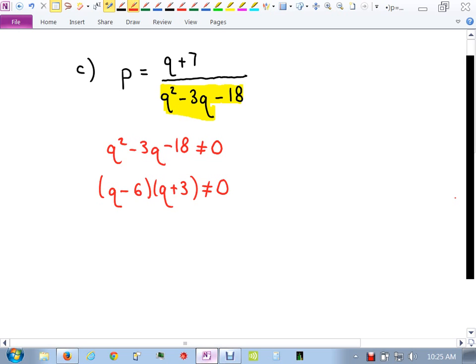I want this to not be 0. Once you factor, don't you set each factor to 0? Or in this case, to not 0? So I'm going to take q minus 6 and say I don't want that to be 0. I take q plus 3 and I say I don't want that to be 0. And then solve each of these by just moving the constants to the other side. So we have q is not equal to 6, right? And q is not equal to what? Negative 3.